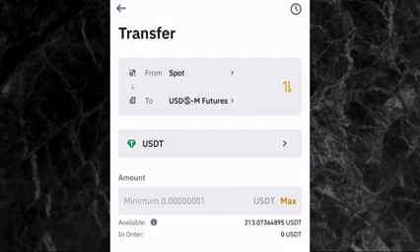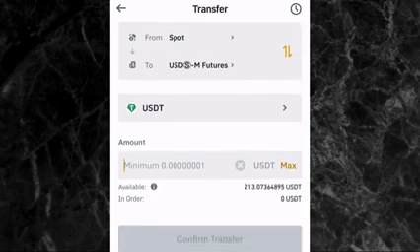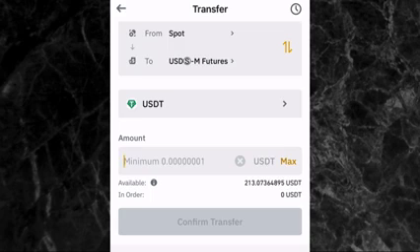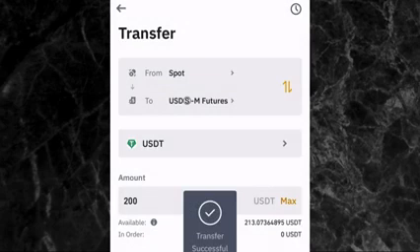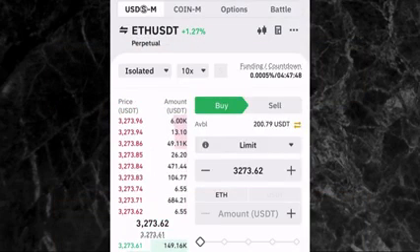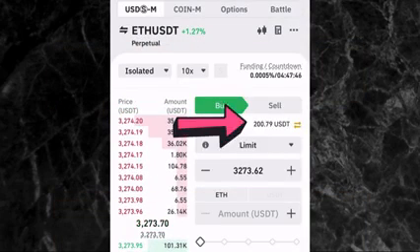And then once you tap on it, the next thing is to select the coin you want to transfer, which is USDT. It's already in USDT there. And here you enter the amount you want to transfer. So for this video, let's say I want to transfer 200 USDT, and I'll just tap on confirm transfer. You can see transfer successful. Then we go back to our futures trading page, and then you can see our balance here. You have $200.79 in our futures wallet.